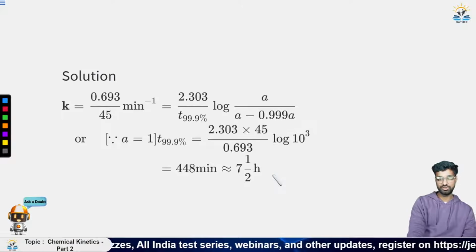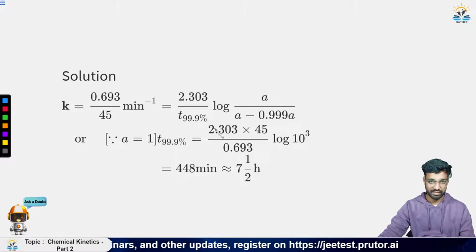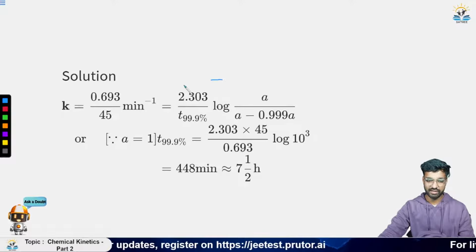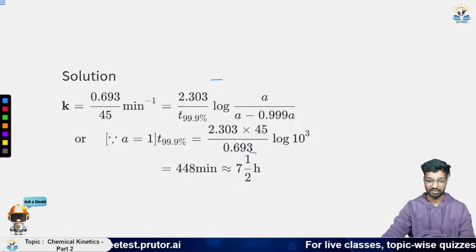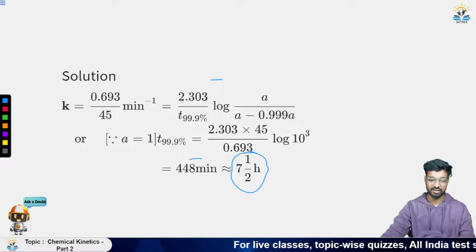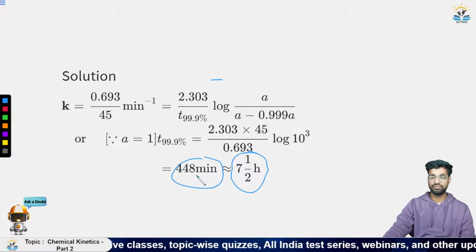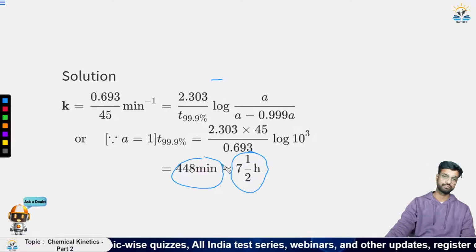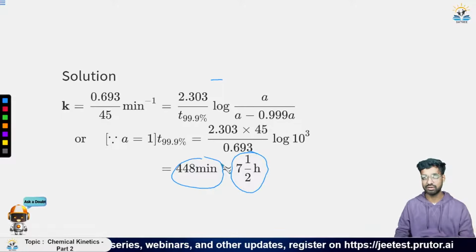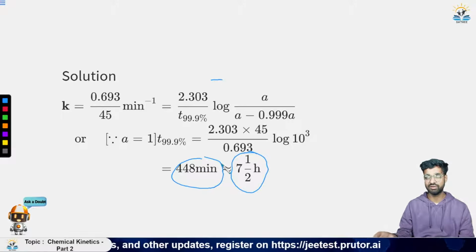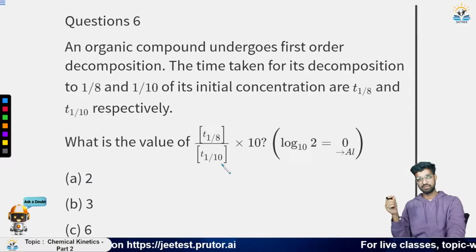I have put up a solution also. So k is equal to this, and for 99.9% completion we will get it as 7.5 hours. We have just changed 448.4 minutes into hours. Okay, so this was for today's lecture. We have solved 5 questions. Now I will show you 5 questions one by one and give you a little hint for each, and then you have to solve these questions by yourself.